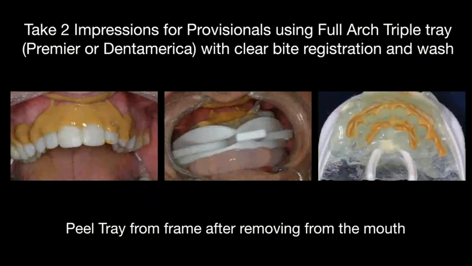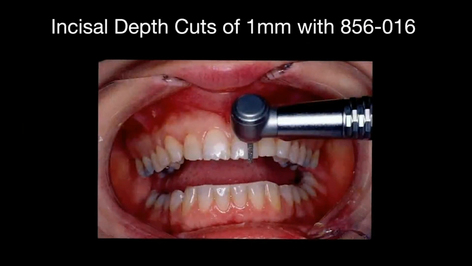And then I take 2 impressions for provisionals using a full arch triple tray with clear bite registration and wash. And I'll peel the tray from the frame after removing it from the mouth because I'm going to make provisionals this way. Now, this is a direct way of doing it. You can also have the lab do a wax up and get you putty matrices to do it as well. That's the wax up technique. But here I'm doing it direct, so I have a little bit more control.